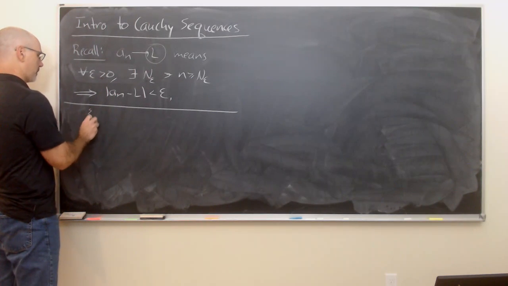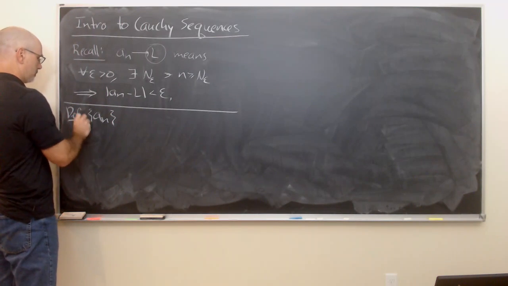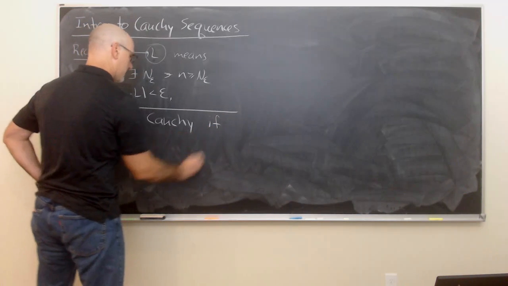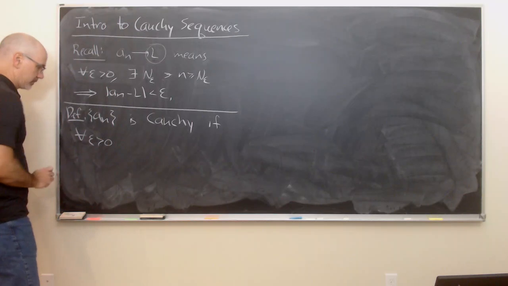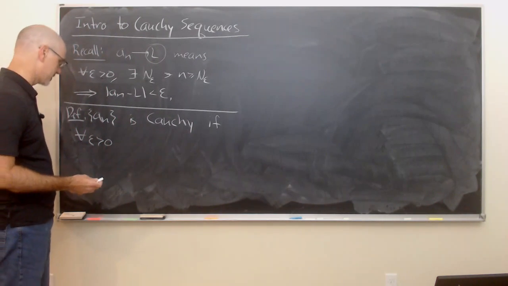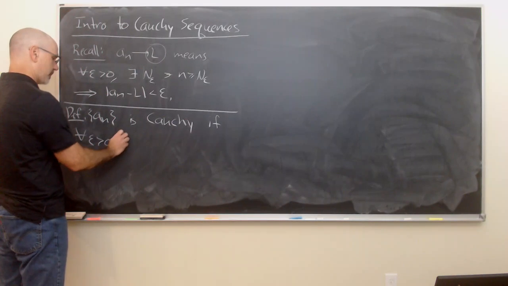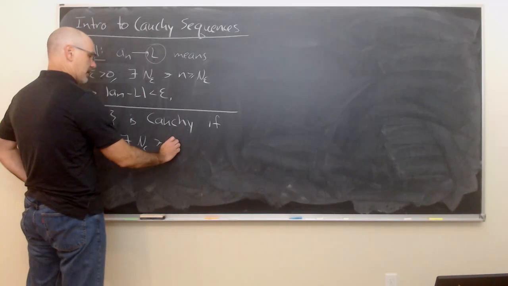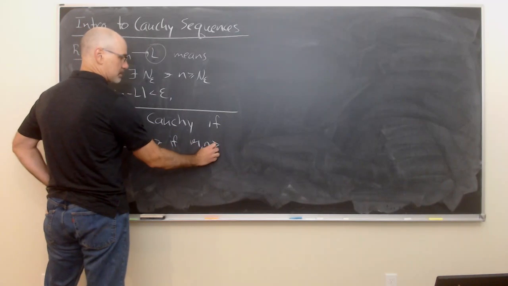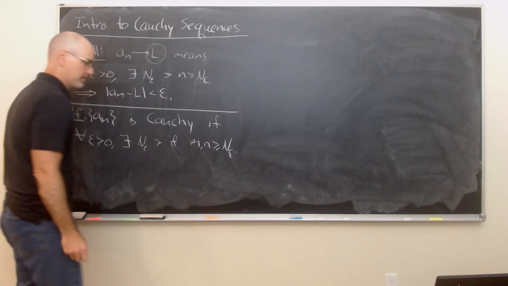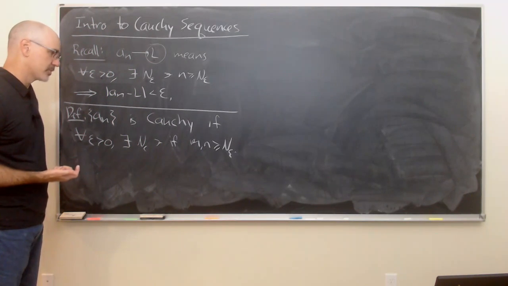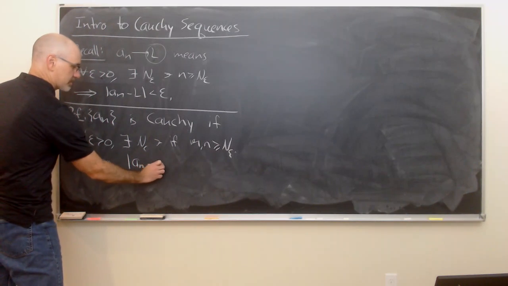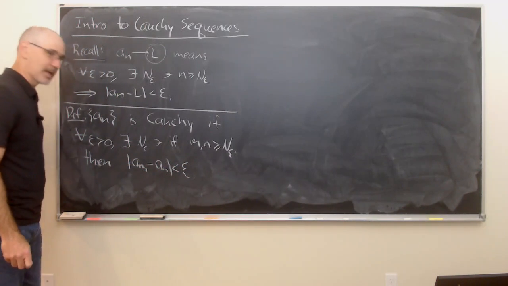So a sequence A sub n is Cauchy if, so we start again with any positive real number epsilon, which we typically think of as a small positive number, but can be anything. So if for every epsilon bigger than 0, there exists some capital N, which likely depends on the epsilon, such that if m and n are bigger than capital N, so m and n are two indexes for the sequence that are both far enough out in the sequence, then we have the fact that the terms in the sequence are within epsilon of each other.